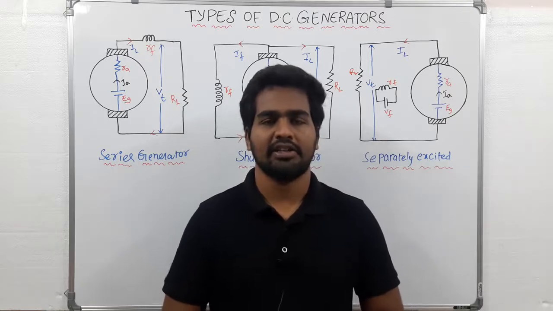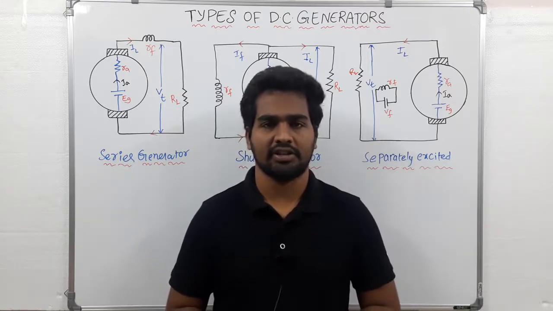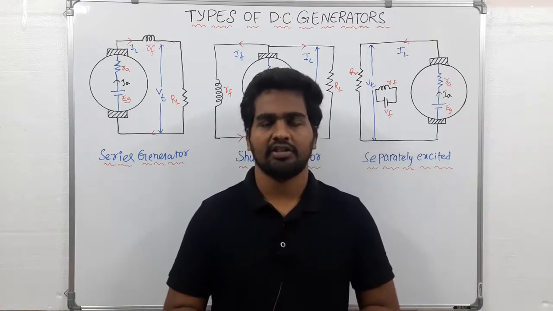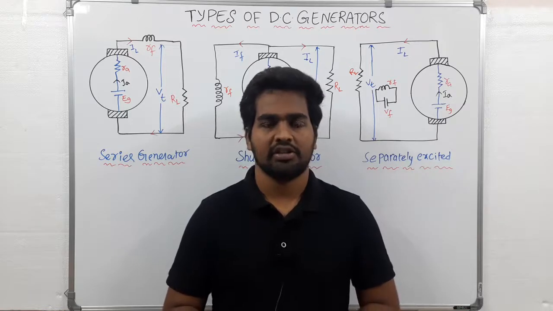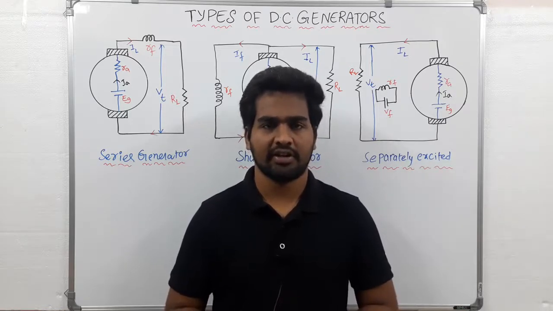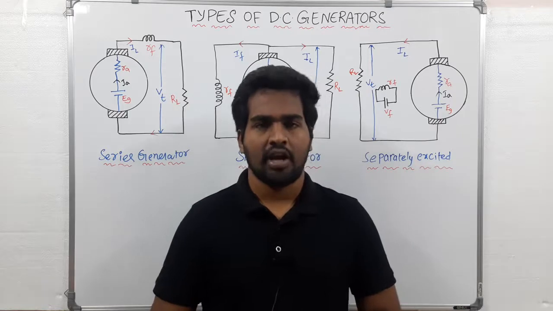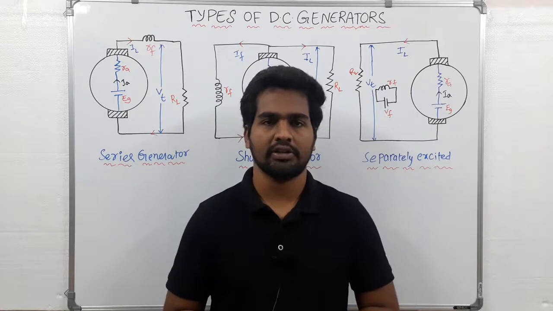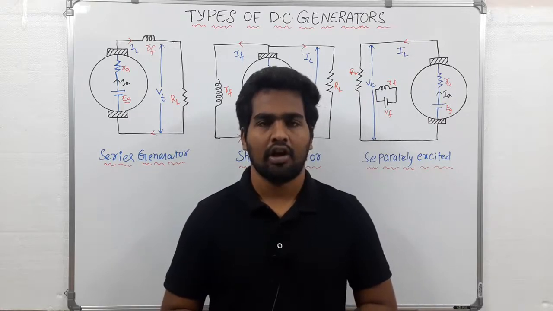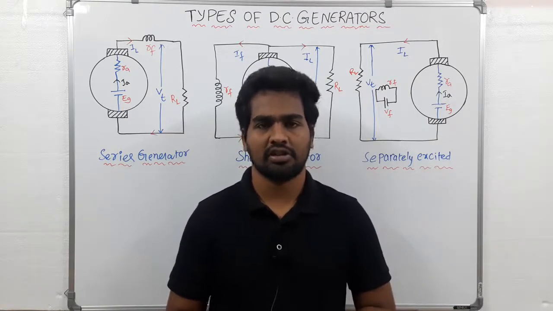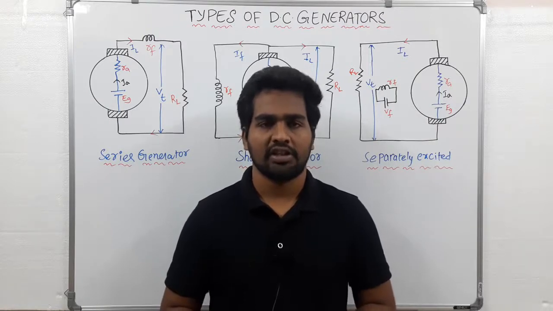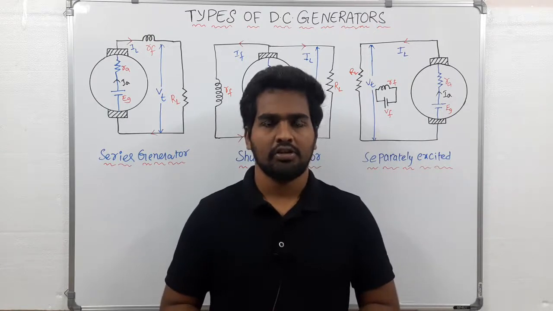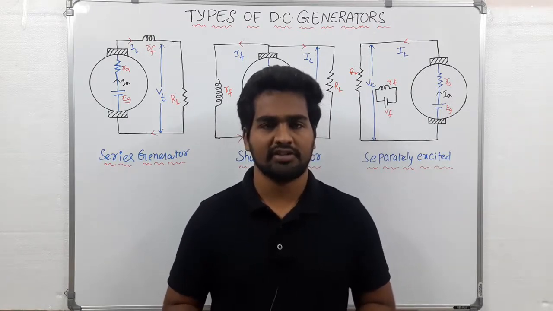So let us see different types of DC generators. In self-excited DC generator, there are three different types: shunt generator, series generator, and compound generator. Compound generator can be classified as cumulative compound, differential compound, long shunt compound generator, and short shunt compound generator. These are the important things in the classification of DC generator. So let us see the circuit model of DC generators.